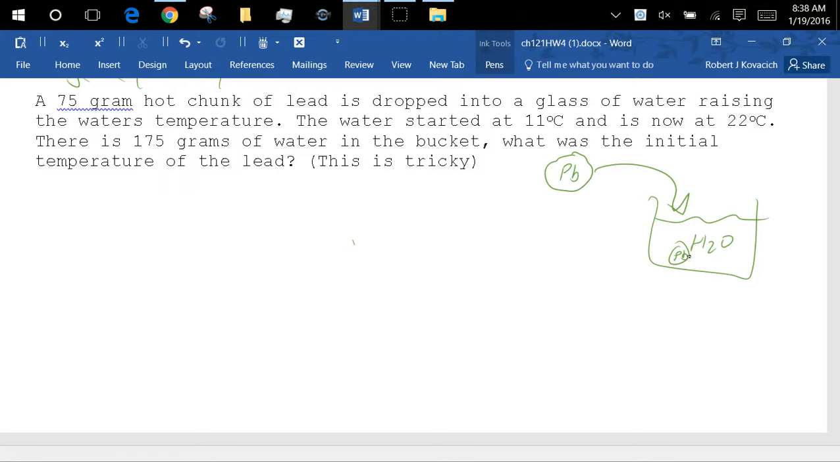So the lead's atoms are moving really fast because it's at a high temperature. You said it was hot. It goes into the water. The water's molecules aren't moving as fast. And the water molecules are running into the lead, and then they're being thrown away at a much higher speed. So they heat up. They're actually moving faster.